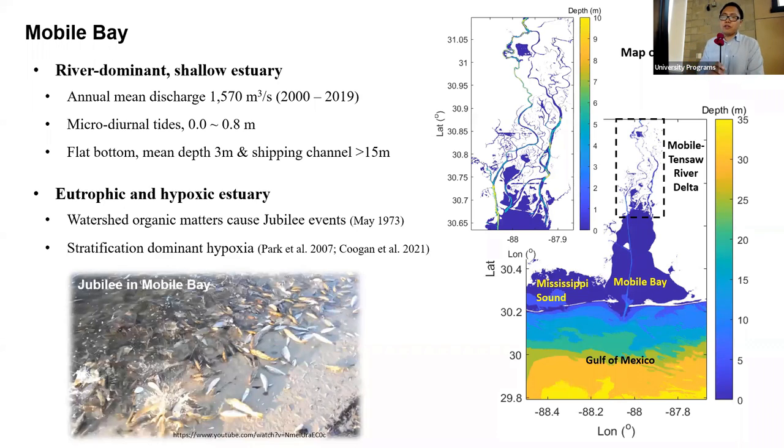So Mobile Bay is also a eutrophic and hypoxic estuary. The organic matter from the watershed causes hypoxia and induces the famous jubilee events along the shorelines. The jubilee is where the water gets so low in oxygen that all the fish and the crabs escape through the shallow area to get to safety. And also the previous study from Jeff Coogan, Brian's previous PhD student, found that stratification also has an important role in the hypoxia.